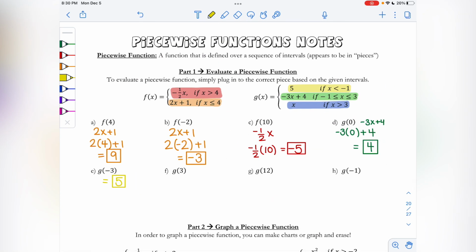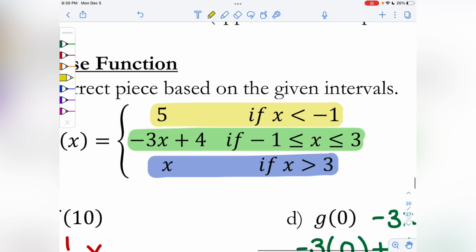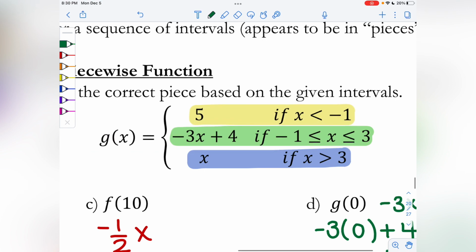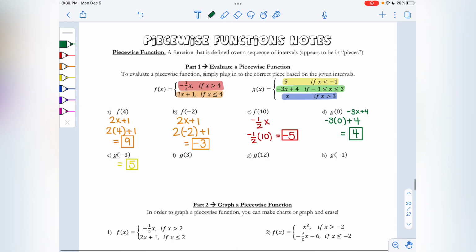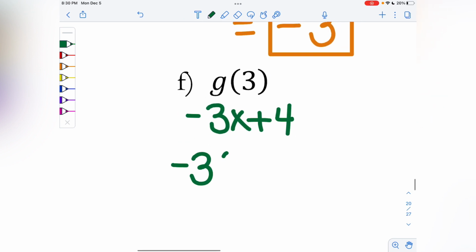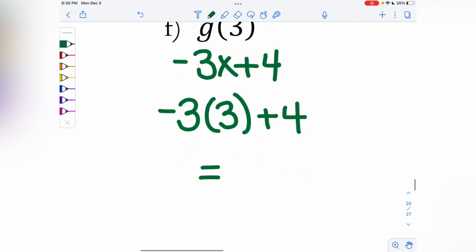So now g of 3, we're still working in g. Careful, because there's 2 sections that have the number 3, but only one of them should say "or equal to." So the "or equals" part is the green, which means we're plugging into the green equation, negative 3x plus 4. And we're plugging in 3 for x. So that's negative 9 plus 4, which is negative 5.